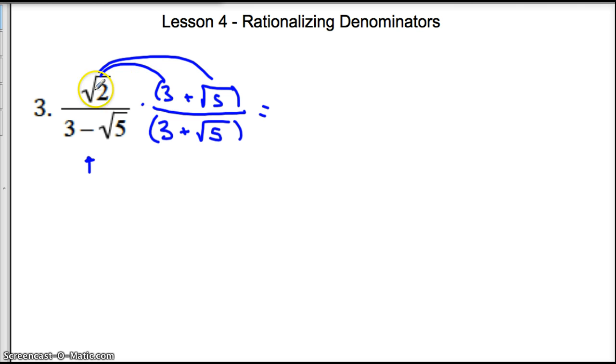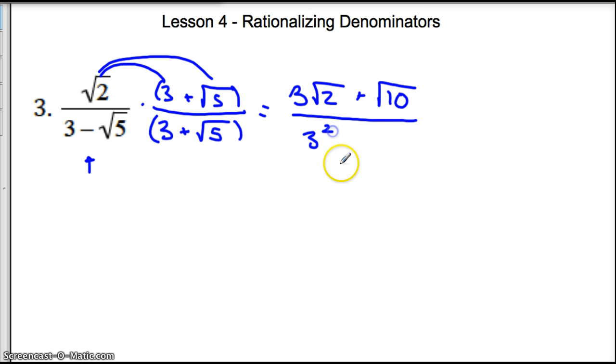So when I multiply 3 times square root 2, not square root 6, can't do inside and out though, it's 3 square root 2. Now square root 2 times square root 5, that is square root 10 because they're both on the inside. You can multiply them together. And on the bottom, what you do is this: 3 squared, the first one squared, always minus this second one squared.